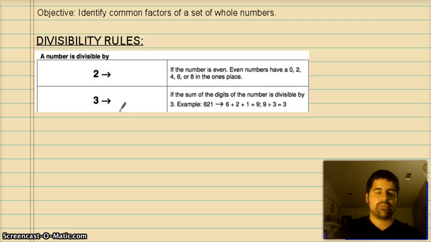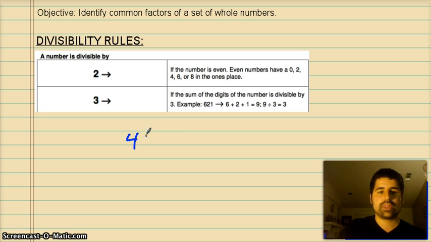Number 3. If I want to know if the number 3 will go into another number, the way I can do it is to add up all the individual digits and then see if that number is divisible by 3. So this example right here is 621. I take the 6 and the 2 and the 1 and I add them together. 6 plus 2 is 8, plus 1 is 9. Now, will 3 go into 9? If 3 does go into 9, that means 3 will also go into 621.